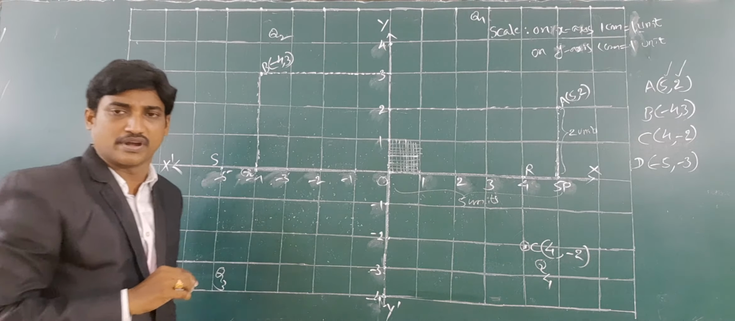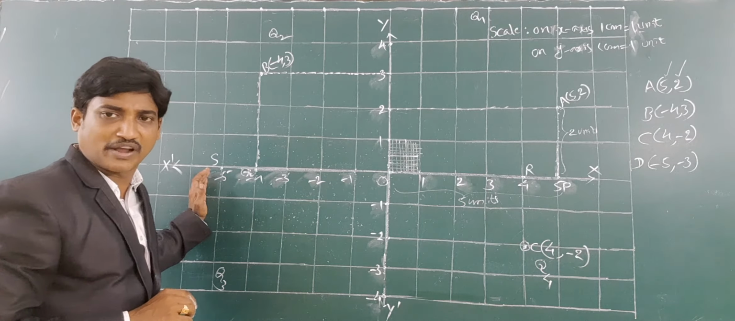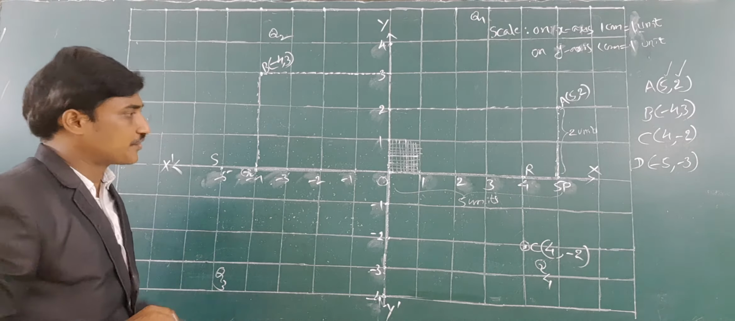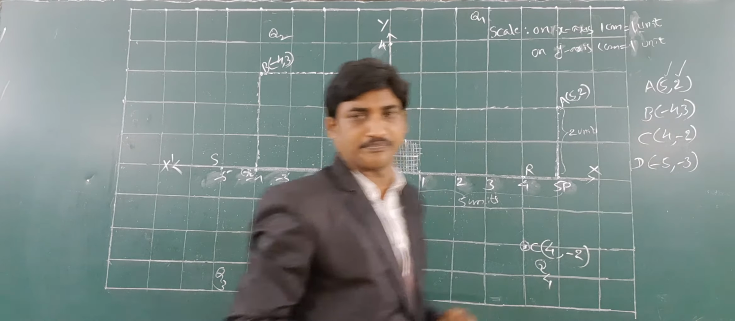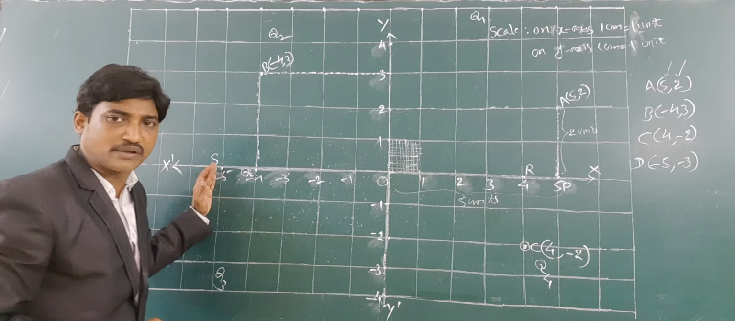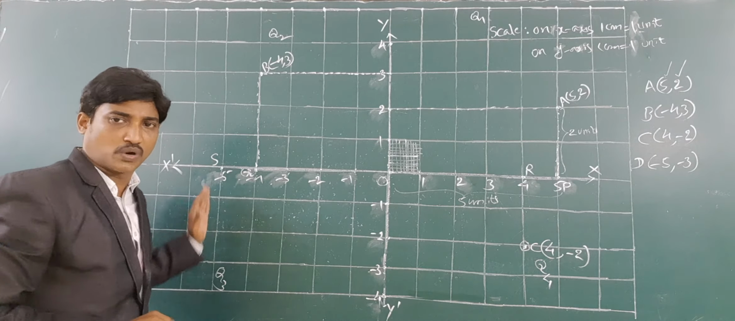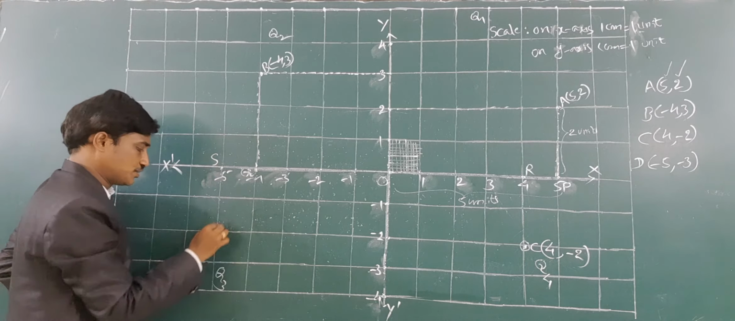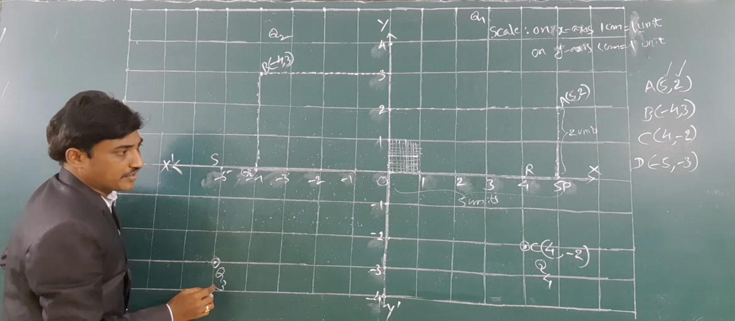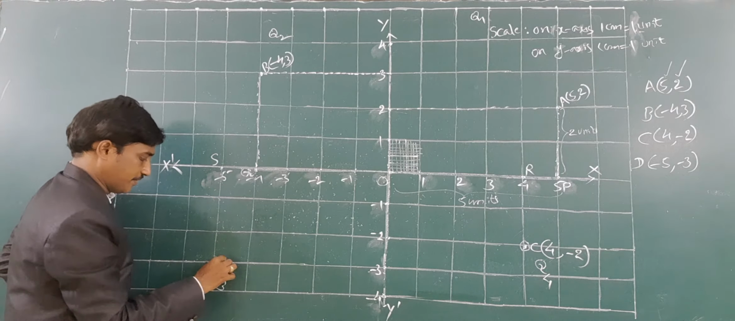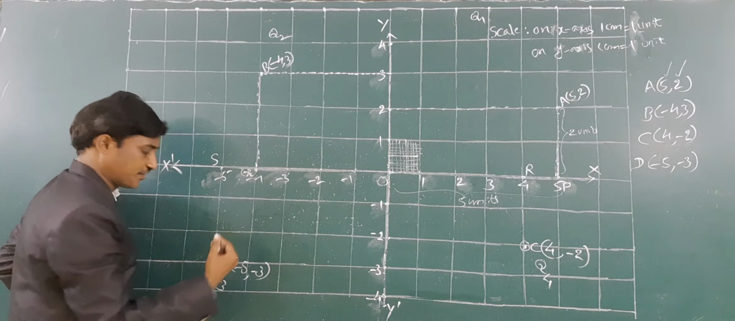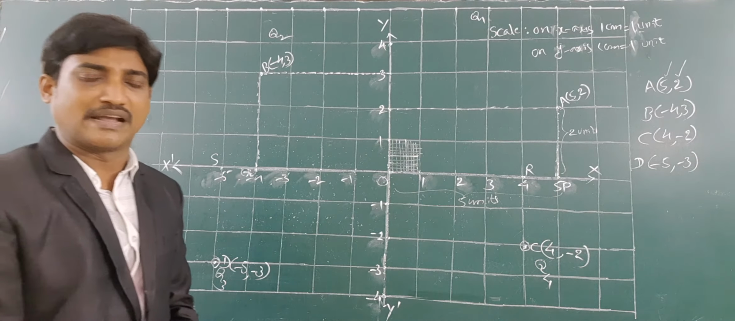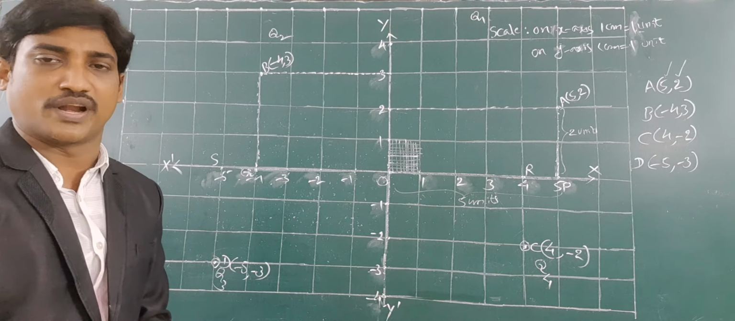At S, we need to move vertically. If the second coordinate, the y coordinate, is positive, move upward. If the y coordinate is negative, move downward. So here the second coordinate is minus 3. As minus 3 is a negative quantity, we need to move vertically downward, that is 3 units: 1, 2, 3. Here the point is D (minus 5, minus 3). This is the procedure to plot the given points on the coordinate plane.